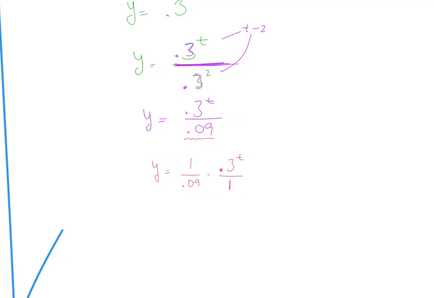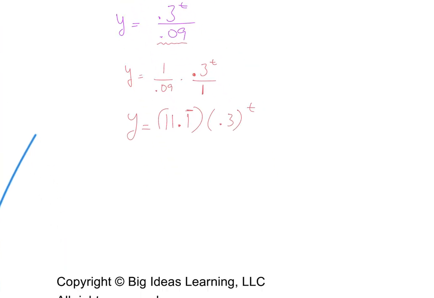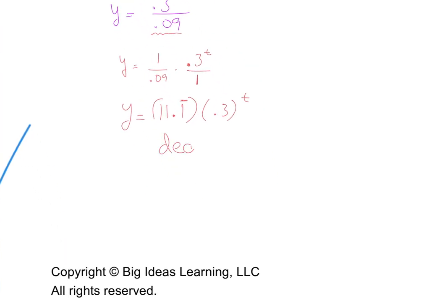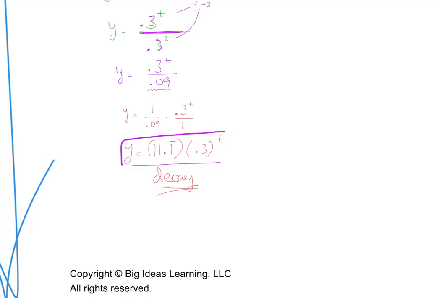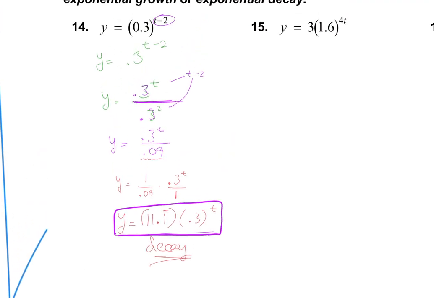And so now I do have a calculator up. 1 divided by 0.09 is 11.11 repeating. So this is y equals 11.1 repeating times 0.3 to the t power. And then, yes, of course, I guess we should go ahead and say this. Yes, this is decay. But the point was we rewrote and got this function right here from the original function right here.